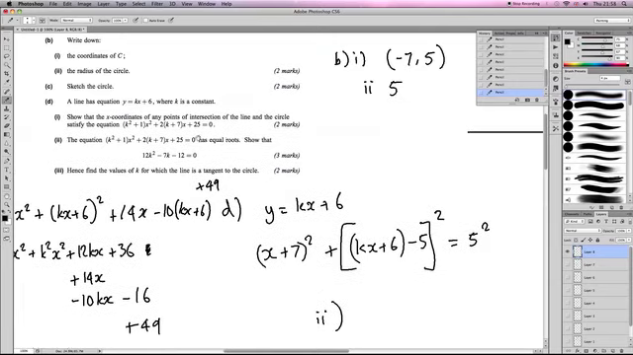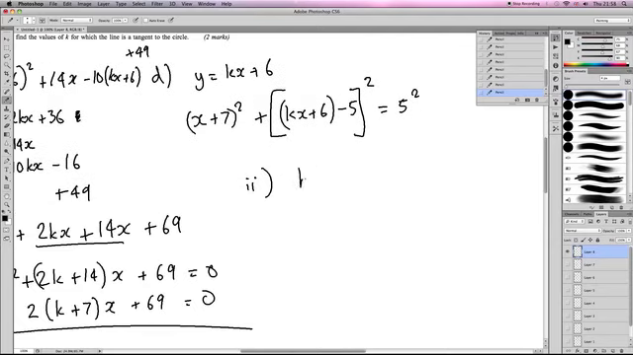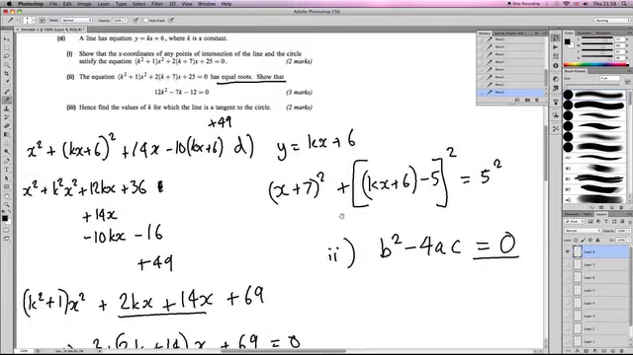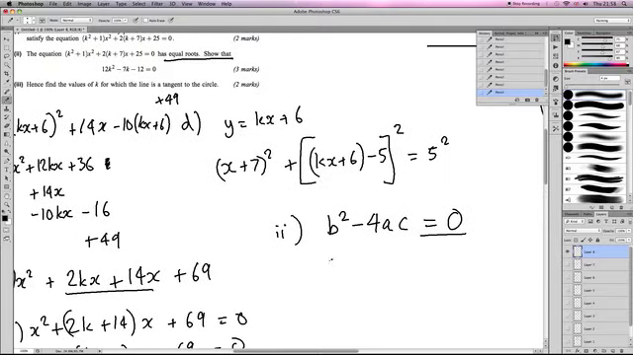Part 2. The equation has equal roots. Show that this is equal to that. So this is to do with the discriminant, b squared minus 4ac. And more importantly, that's equal to 0 if it's equal roots. So now you've got to find out what a, b, and c are. a is going to be this nasty thing, k squared plus 1. b, equally, is going to be this nasty thing here.